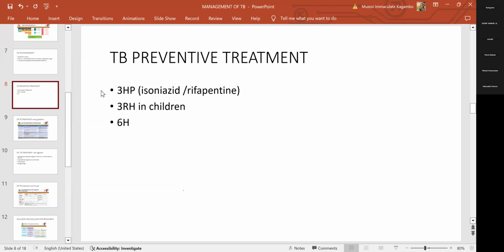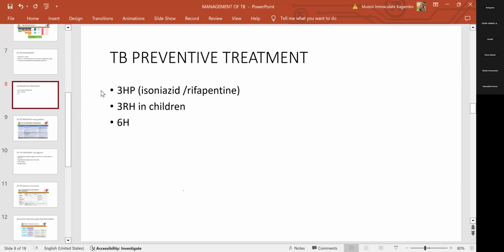TPT is TB preventive treatment, or you will see IPT. That's an old one because previously we were using isoniazid. So IPT was isoniazid preventive therapy. But now 3HP has come on board, so we commonly now use TPT.